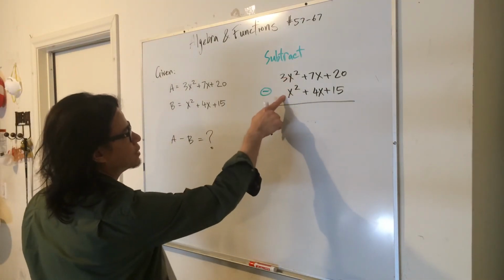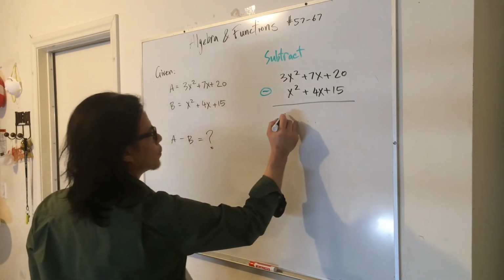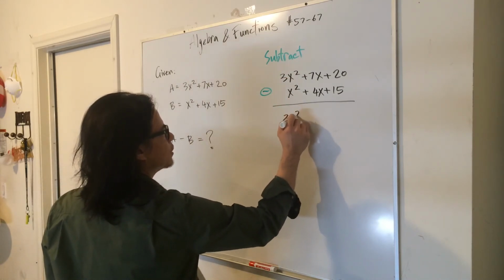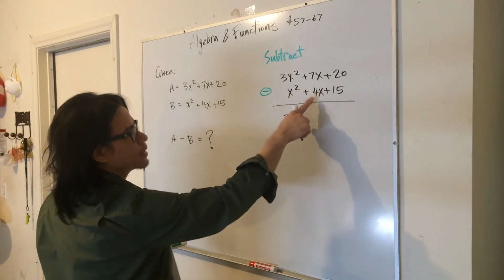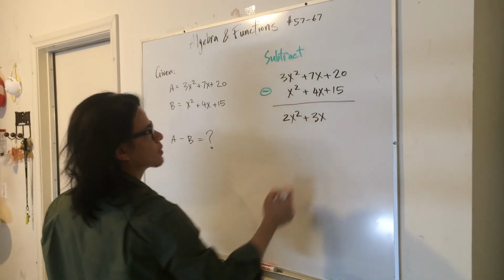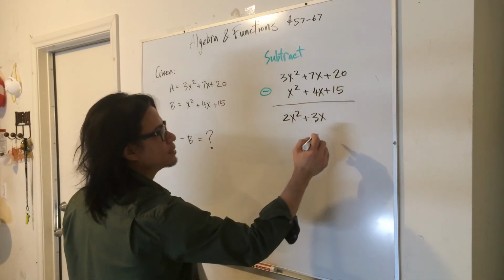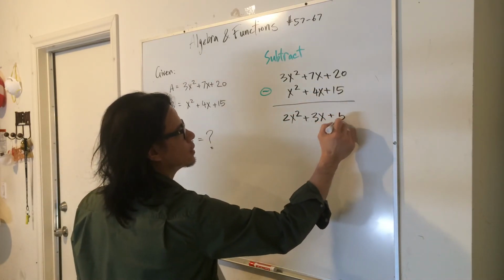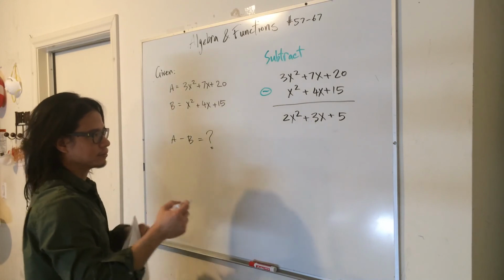3x squared minus 1x squared, we have 2x squared. 7x minus 4x is 3x. 20 minus 15 is 5. There it is.